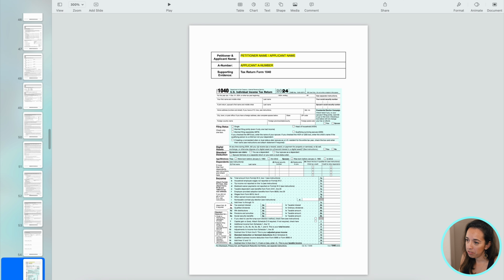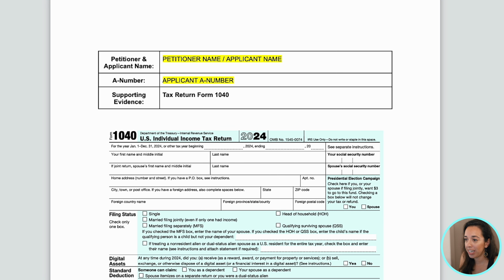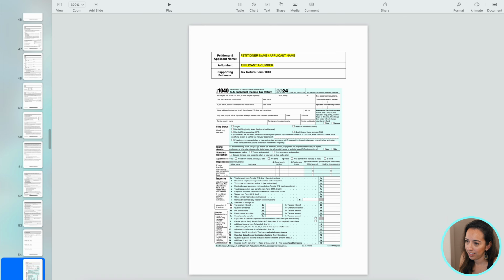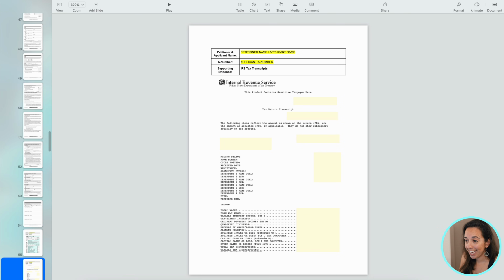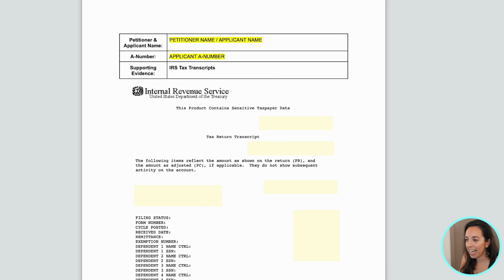We included 1040s for the past 3 years, 2024, 2023, and 2022. On each page, we wrote the petitioner's name, the applicant's name, and a number, and titled the form even though it's clearly visible that it's the 1040 tax return. Next, we included the IRS tax transcripts for the past 3 years and labeled each document accordingly.